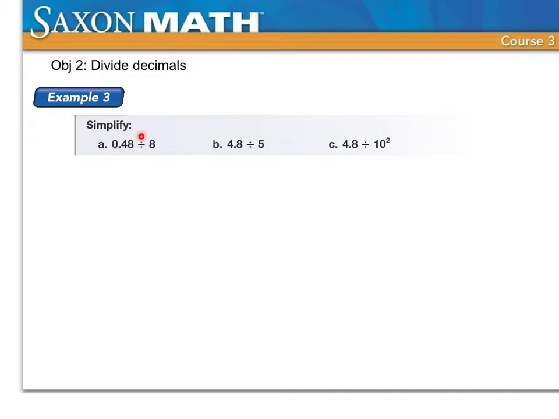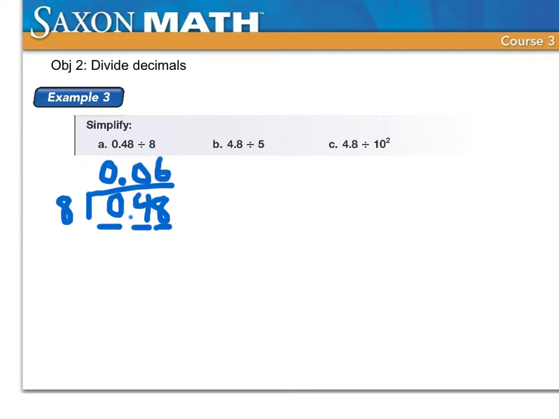So the first number goes underneath the division sign, and the second number goes outside. Well, 8 doesn't go into 0, it goes in 0 times anyway. Then I'm going to bring my decimal up. Okay, so 8 doesn't go into 0, 8 doesn't go into 4. But 8 does go into 48 6 times. And 8 times 6 is 48. So I got 0.06 for my answer.